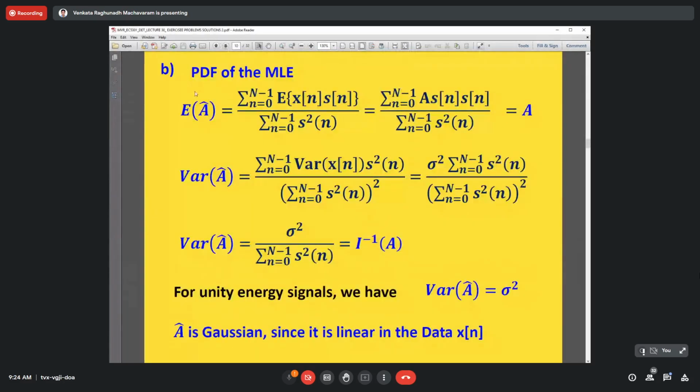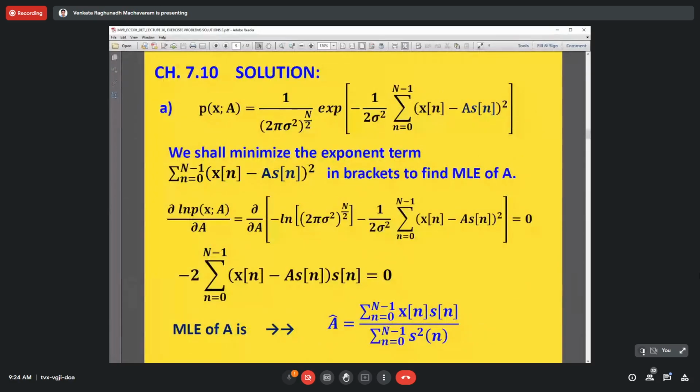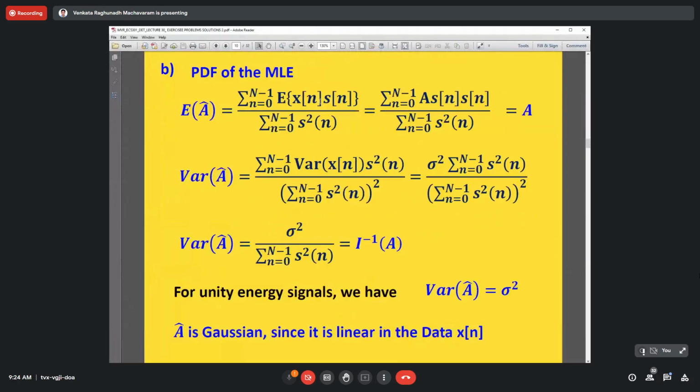So what is the PDF now? We first find the expectation of A hat, because you know the expectation of the right hand side. It is the expectation of x[n] over the sum of s square[n]. The expectation of x[n] is the expectation of A s[n] plus w[n], multiplied by s[n], so A s square[n]. A is a constant, you can bring it outside. So A into the summation of s square[n]. This gets cancelled, and it is equal to A.